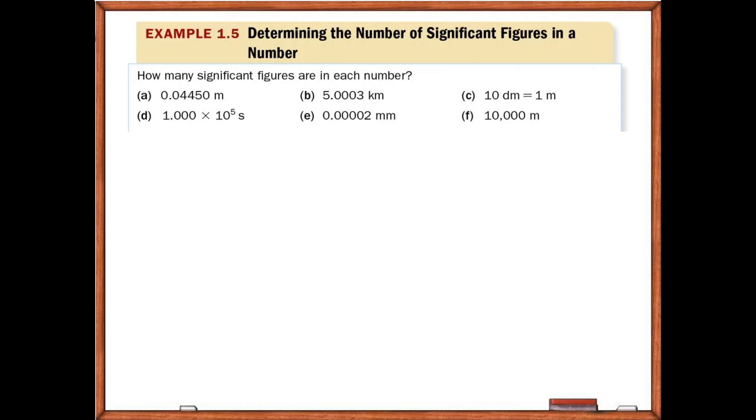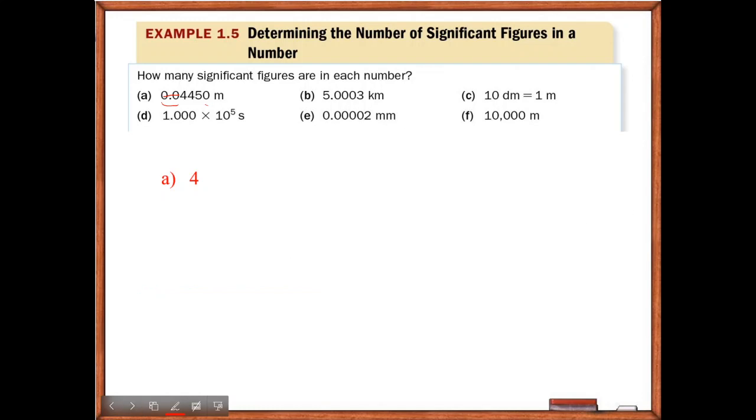Okay, so let's look at A. So A, we have 2 leading zeros, and we have a trailing 0. Okay, but we do have a decimal point, so these first 2 are not going to count since they're leading zeros. But I have 1, 2, 3, 4, and the trailing 0 will count since I have a decimal point. So A is going to have 4 sig figs. So 1, 2, 3, 4.